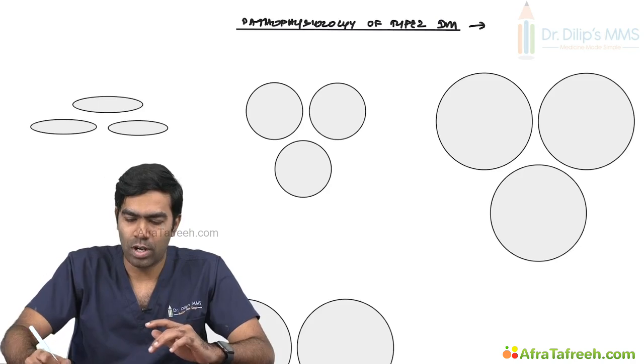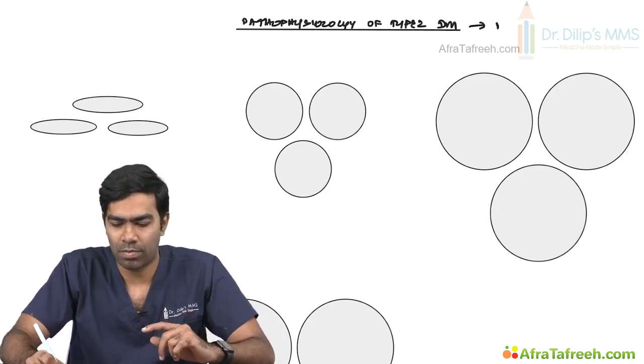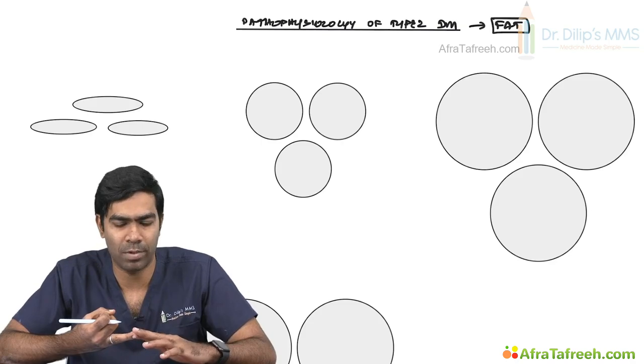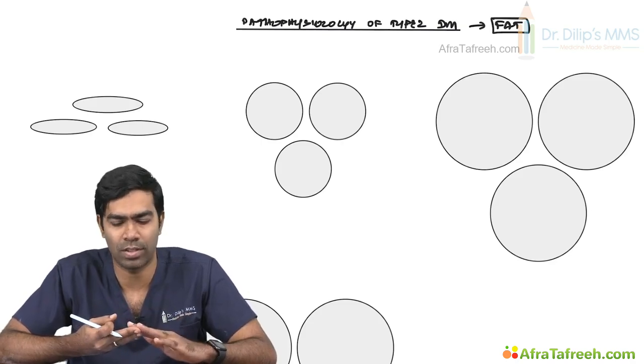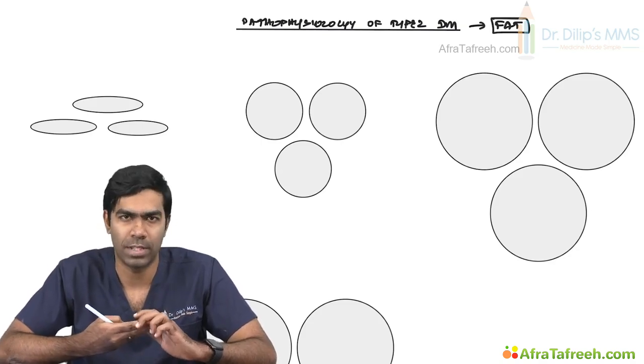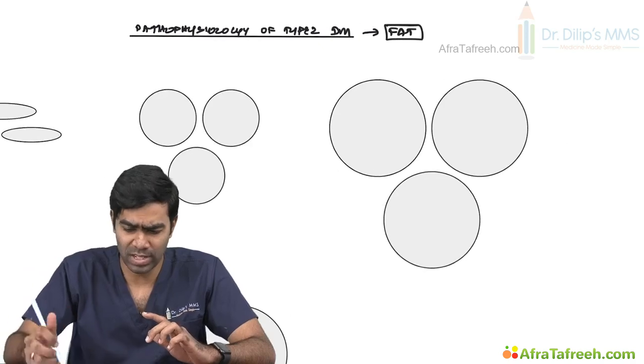If you want to tell in one word what is the reason for development of type 2 diabetes mellitus, it's the fat. Fat is the reason for everything. Fat is the reason for development of insulin resistance. Fat is the reason for development of type 2 diabetes mellitus. Fat is the reason for development of atherosclerotic cardiovascular disease, and fat is the reason for development of many other problems like PCOS.